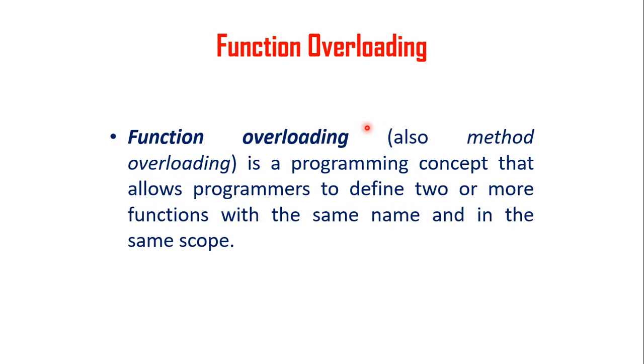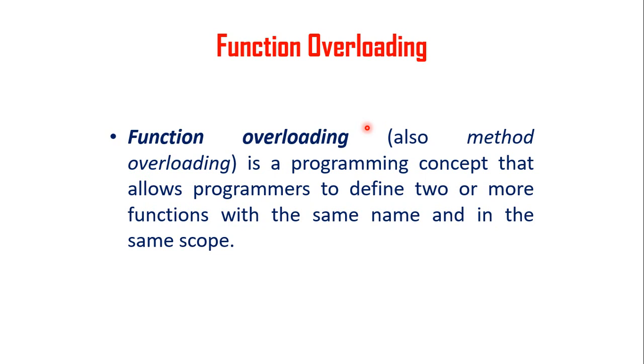Function overloading is a kind of polymorphism. As we have seen, a single function exhibits different behavior in different instances, depending on the input parameters, depending on the input arguments. In the same way, function overloading is a programming concept that allows programmers to define two or more functions with the same name and in the same scope.